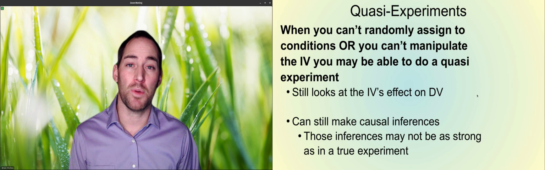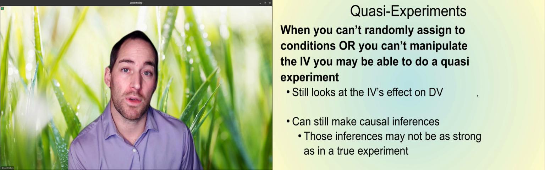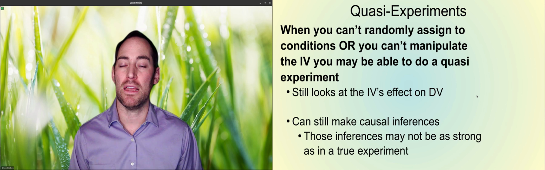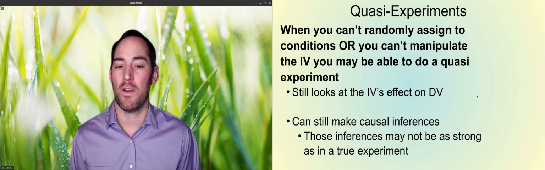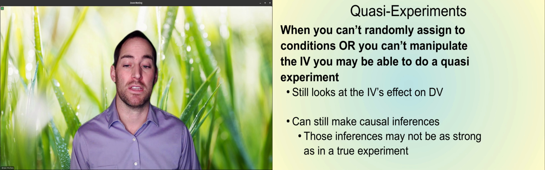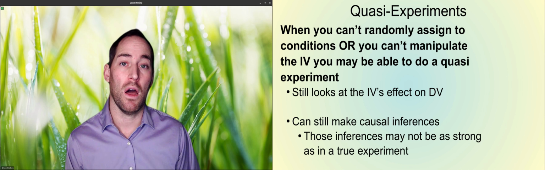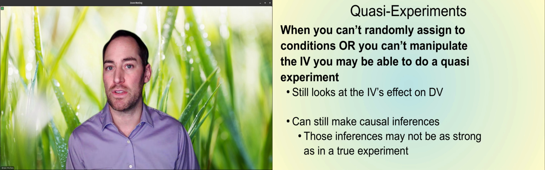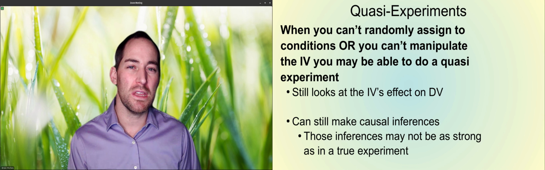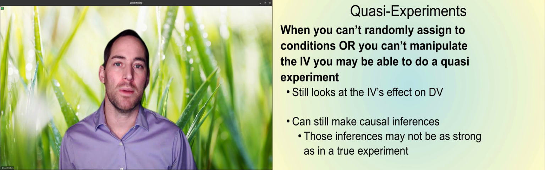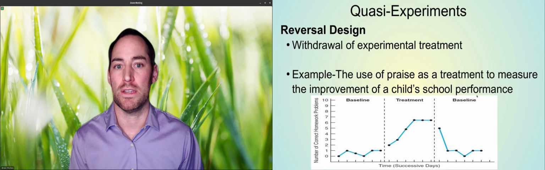So quasi-experiments are when you can't do one of those things. Maybe you can't randomly assign, or you can't manipulate the independent variable. You might be able to do a quasi-experiment. You can still do causal inferences, you can still get causal data. It's generally not as strong as a true experiment, but there are some really, really strong quasi-experiments.